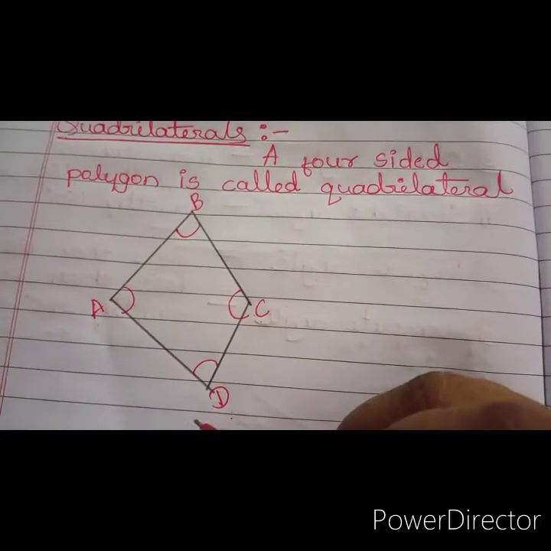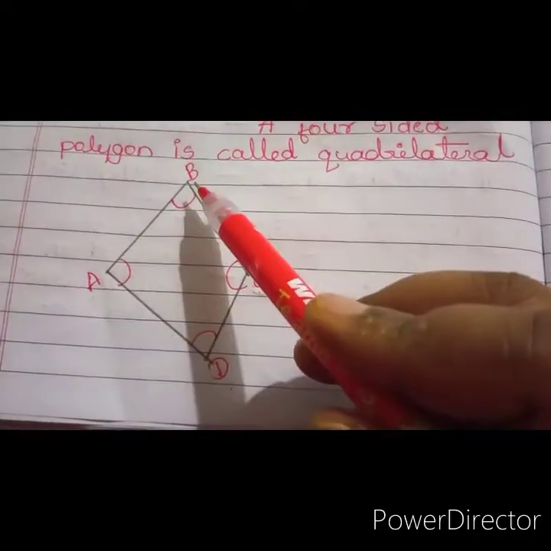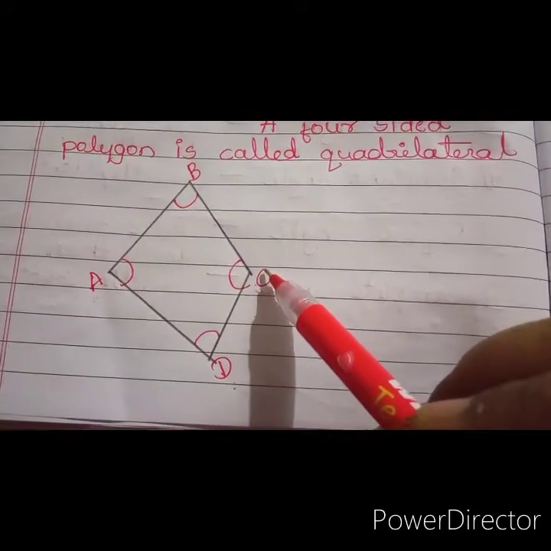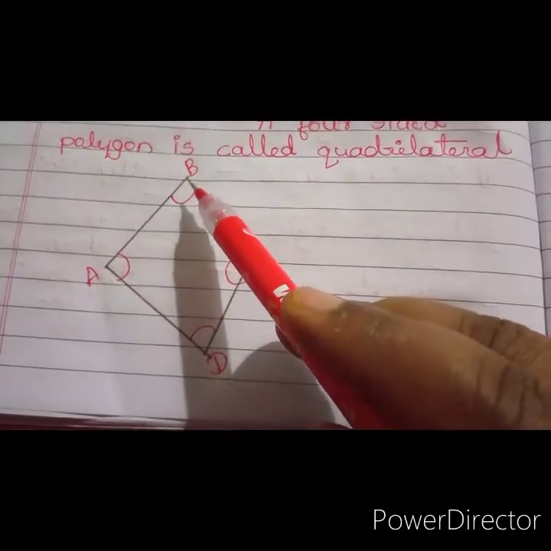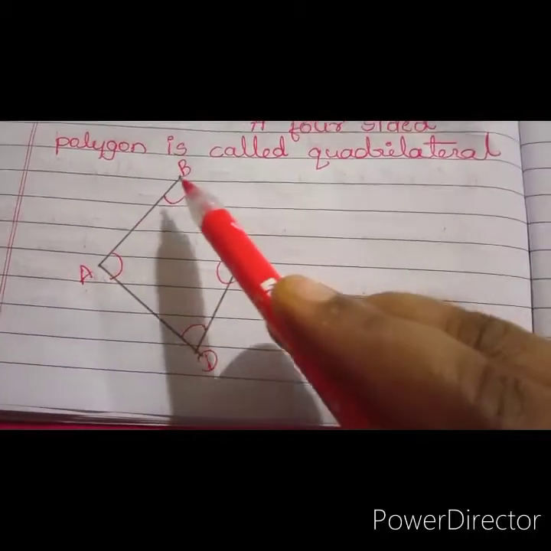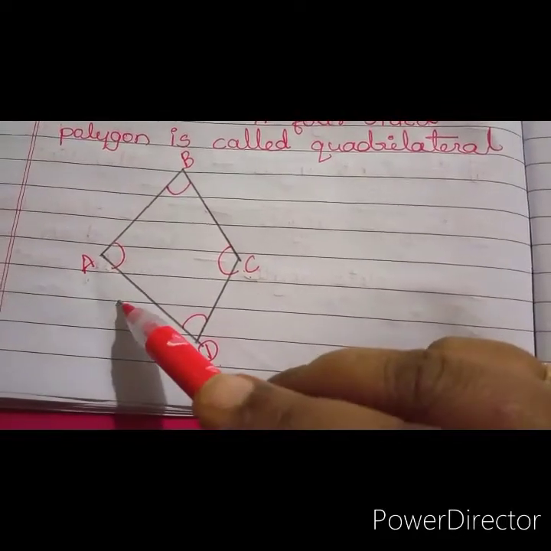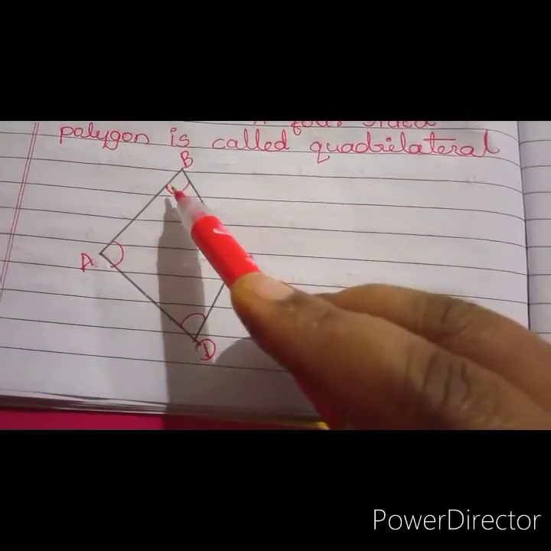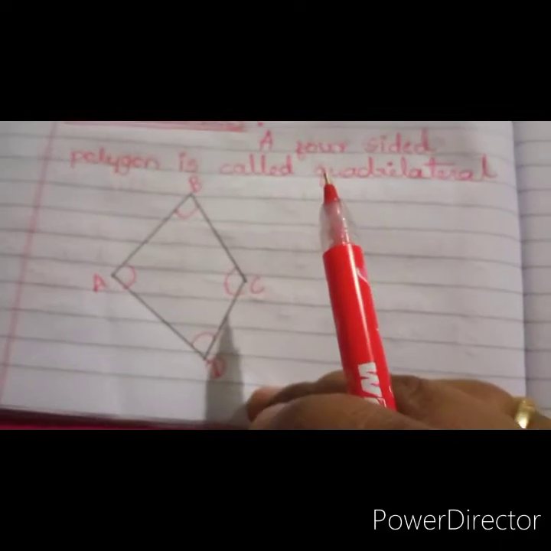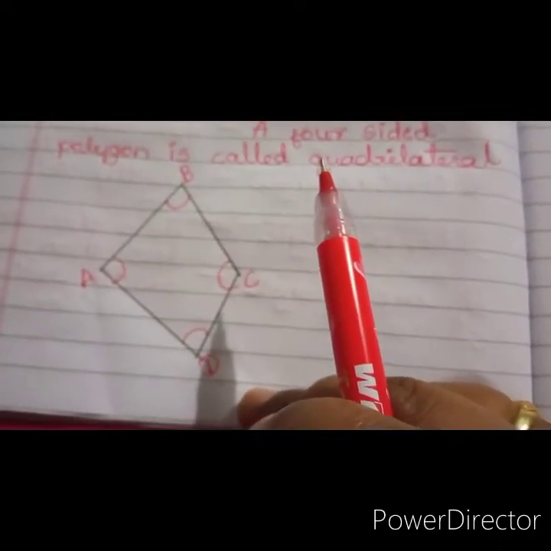Okay. Same thing, adjacent sides. AB is adjacent to BC. Adjacent side means it has one common point. So AB and BC, BC and CD, CD and DA, DA and AB. Totally 4 adjacent angles, 4 adjacent sides are there.